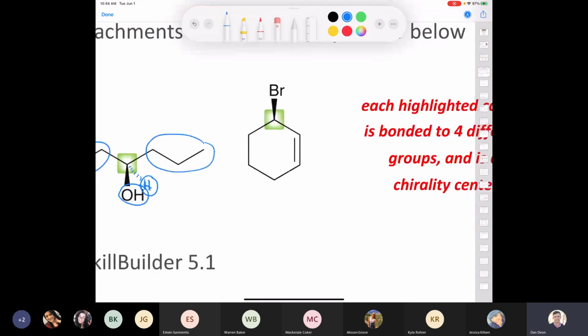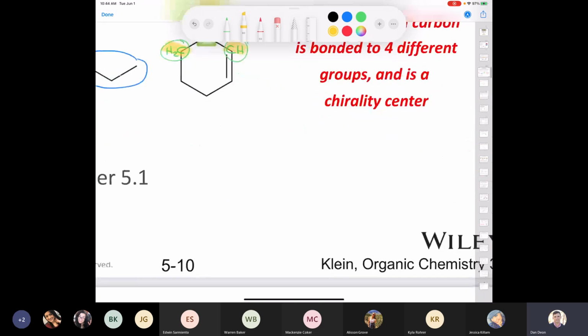What about here? Let me use a different color pen. I'll use green this time. So we've got a hydrogen in the back. That's different than the bromine. If you look here, this is a methine, a CH, and this is a methylene, a CH2. Did I say a methylene when I meant methine? So this is a methine, and this is a methylene. A methylene and a methine are 2 different things, and a bromine and a hydrogen, so therefore that is a chiral center.